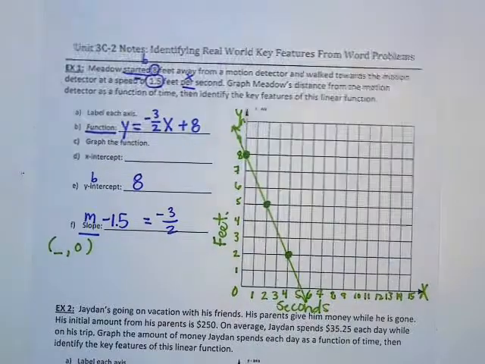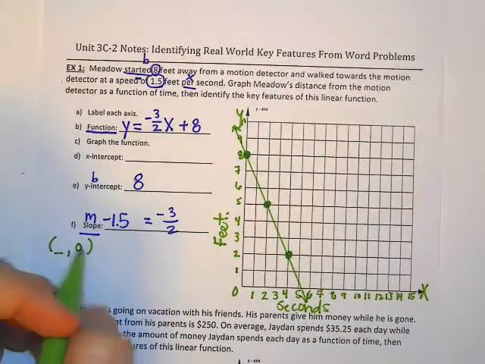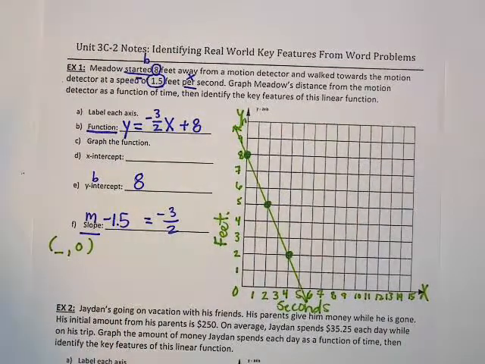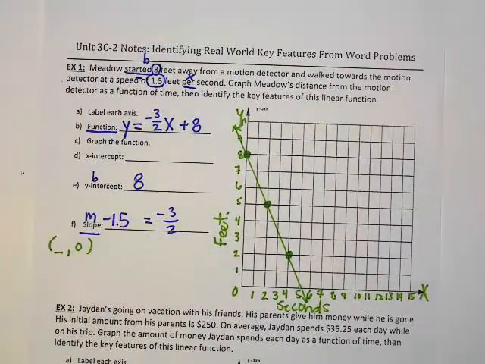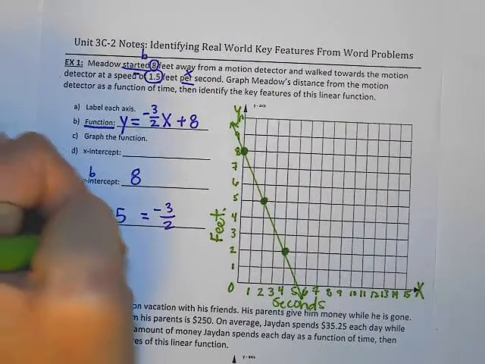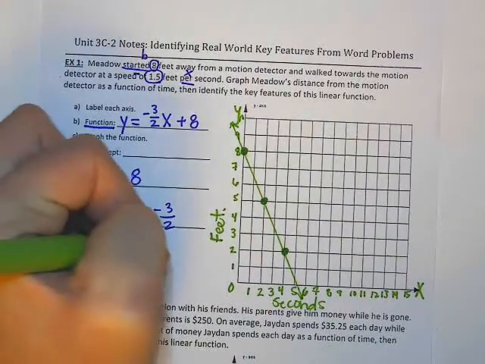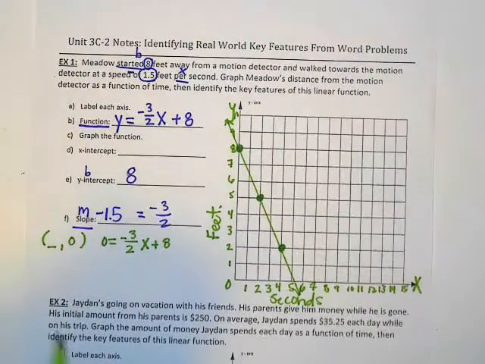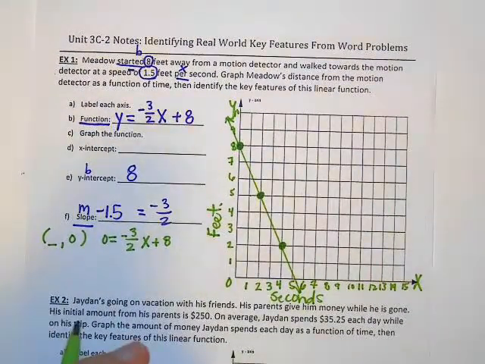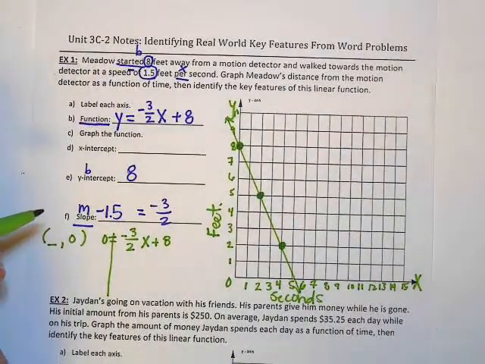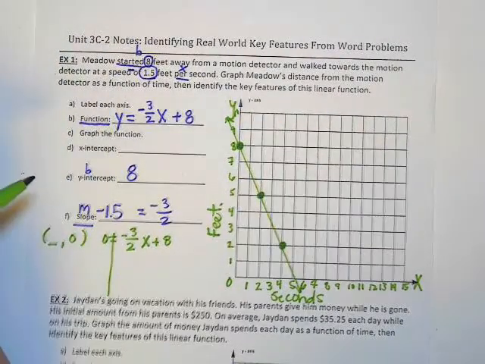Okay, I know the y, but I don't know the x. So could I take 0 and plug it where? In the y spot. And then what? Solve. Solve for x. So I'm going to take 0, plug it in the y spot, and solve for the x. Do this with me. Right with me. How do I solve for x?